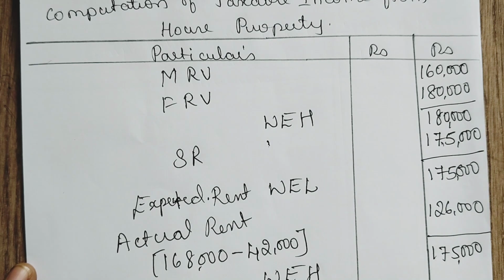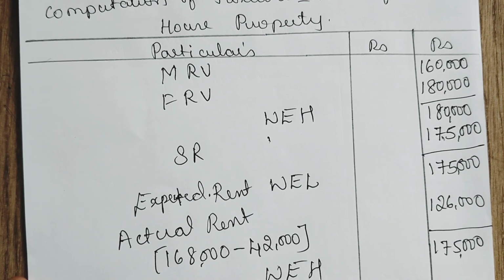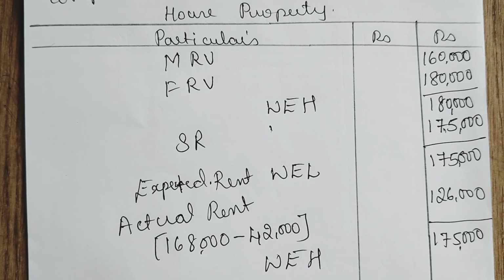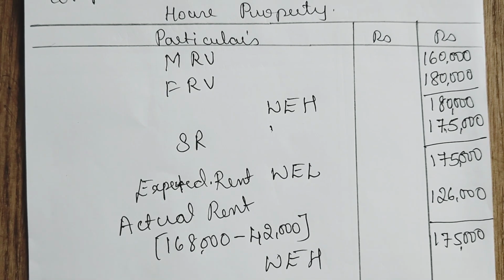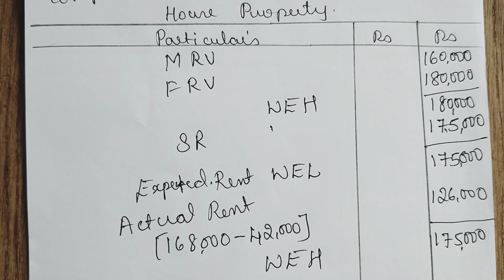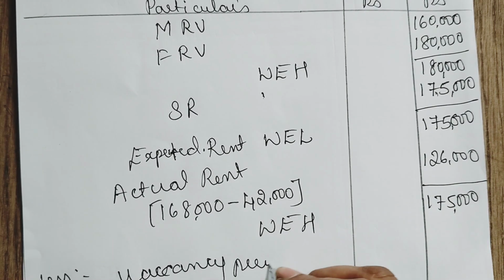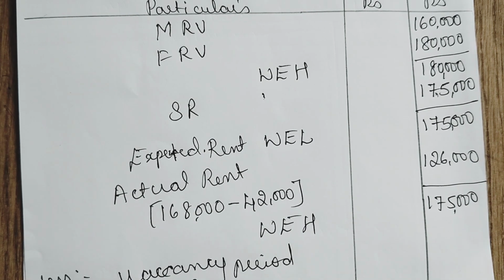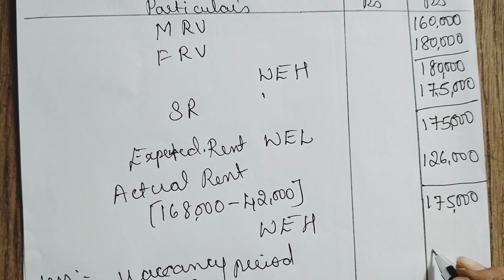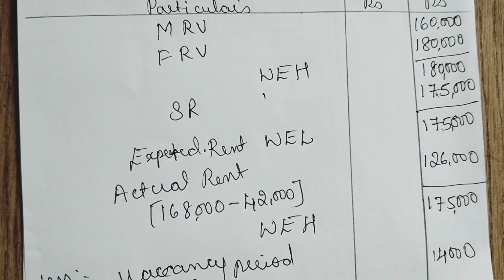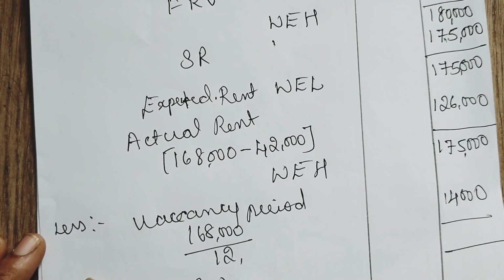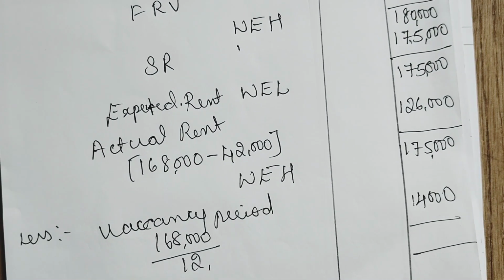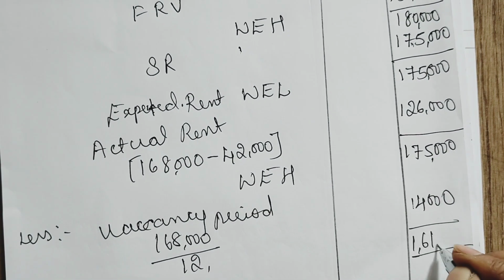Now we are deducting the vacancy period. Less vacancy period. Vacancy period is how many months? Vacancy period is 1 month. What is the total rent? 1,68,000 divided by 12. So 14,000 is the 1 month rent. If we minus this, we'll get gross annual value. 1,75,000 minus 14,000, 1,61,000.